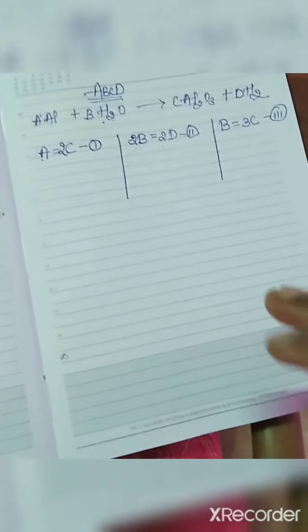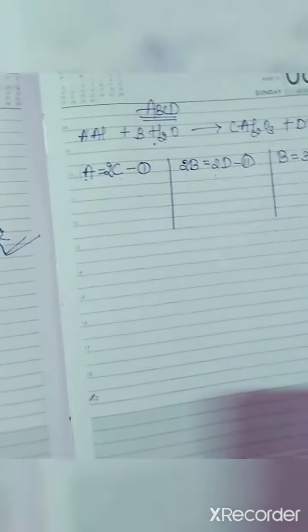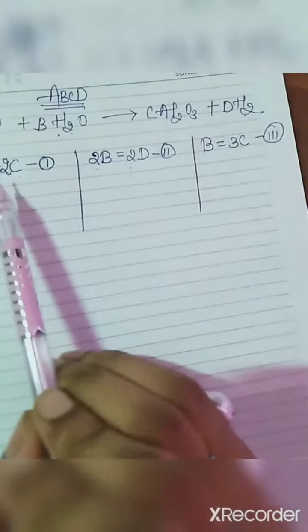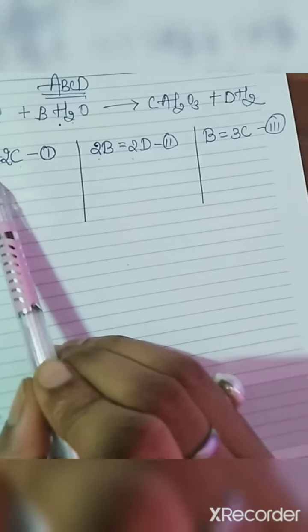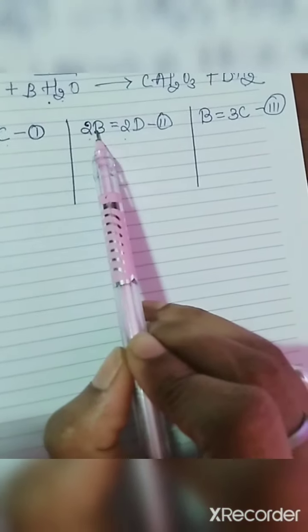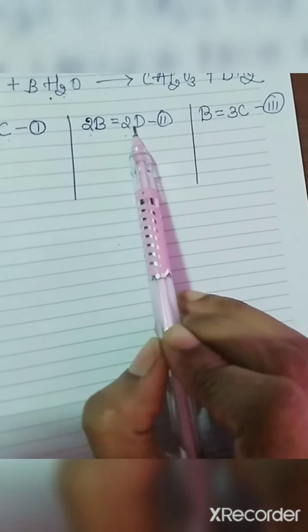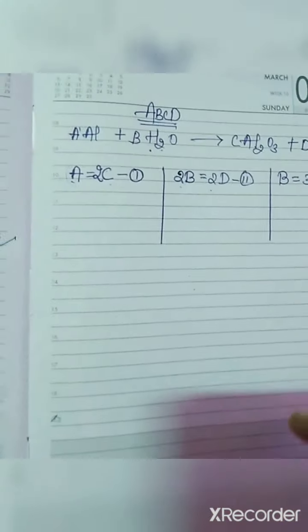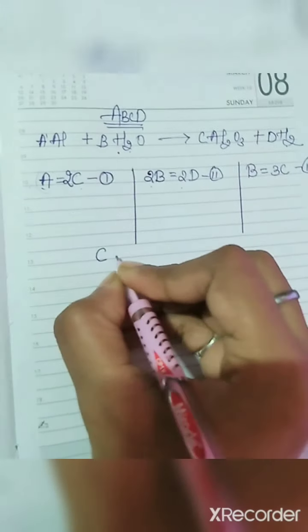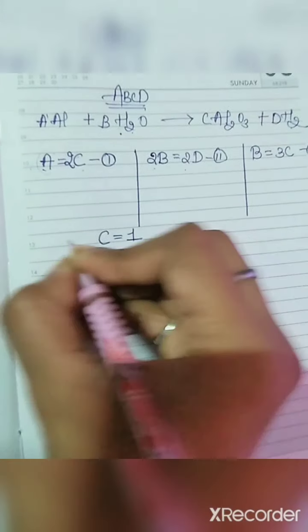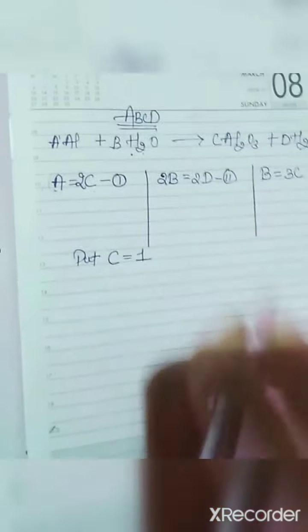In the next step, find the repeated alphabet. Here A appears 1 time, B appears 2 times, D appears 1 time, and C and B are the repetition of 2. So what we do is put C equals 1 and solve the equation.